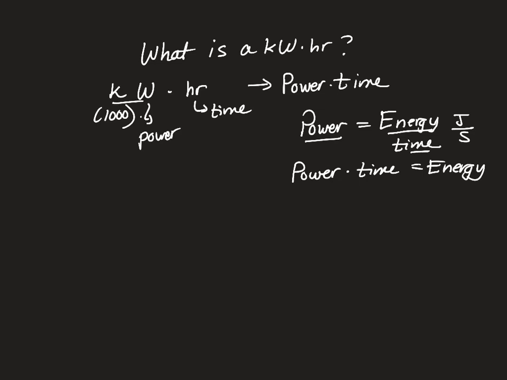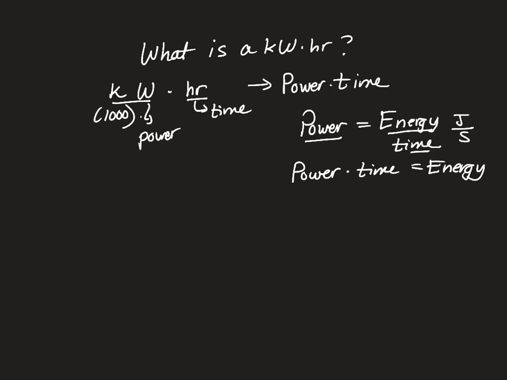In this case, if we're using watts and seconds, we're going to get a joule. However, if we're using kilowatts, which is 1,000 times bigger than a watt, and an hour, which is 3,600 times bigger than a second, we're going to get a kilowatt hour. So a kilowatt hour is 3,600,000 joules. That's all it really is.